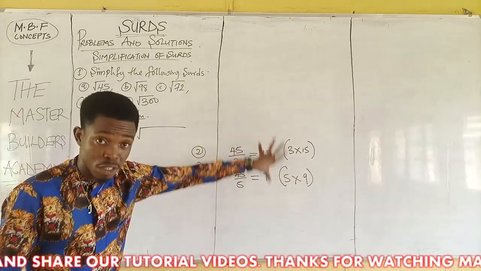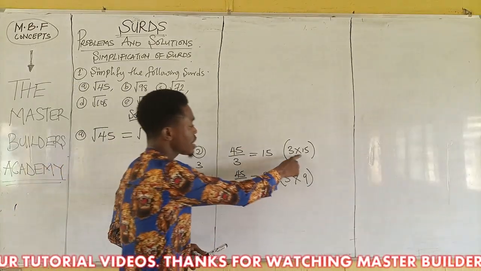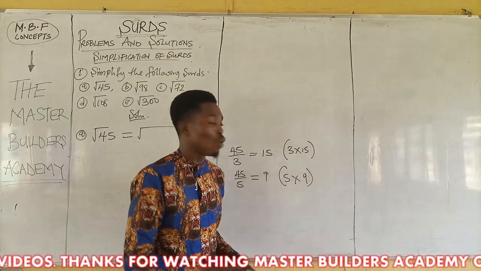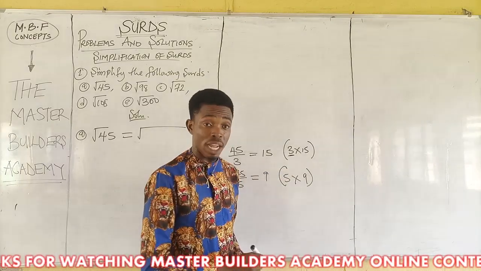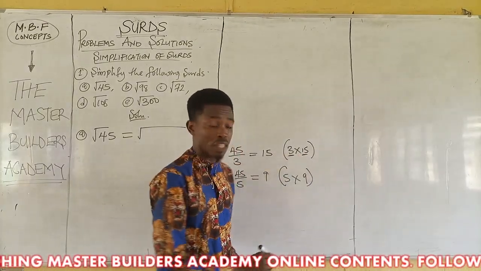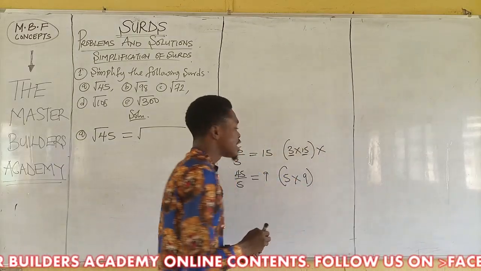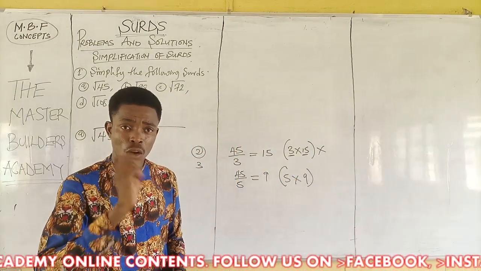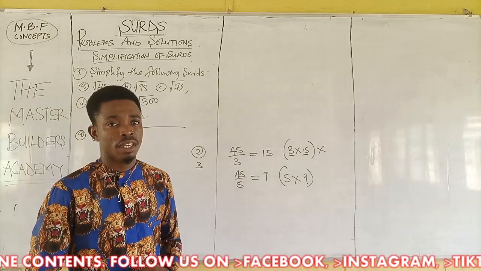3 and 5, which will give us 15 and 9. Now, between this and this, which one should we go for? Of course, 3 is not a perfect square. 15 is not a perfect square. That disqualifies it because the two factors we take, one of them must be a perfect square.